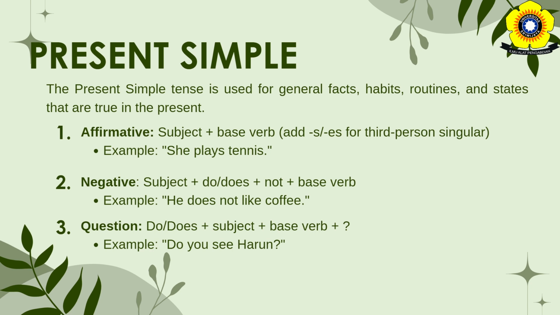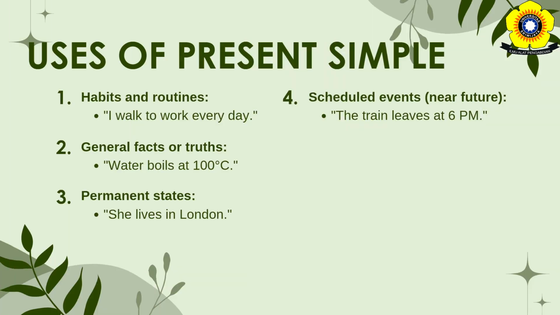For the third one is question form. Do or does plus subject plus base verb plus question mark. Example: do you see Harun? Uses of present simple. For the first one is to express habits and routines. Example: I walk to work every day.